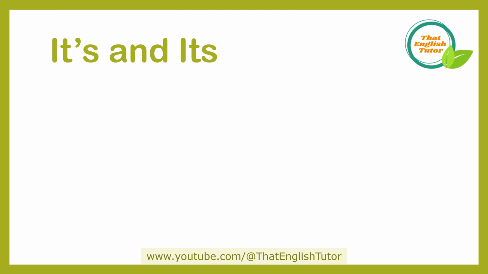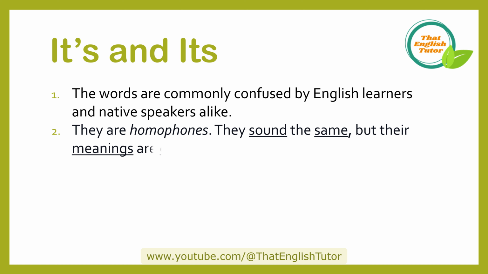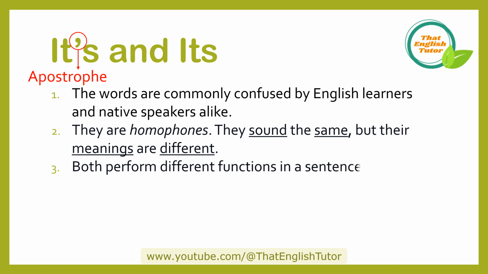Let's begin with a quick introduction. Its and it's are among some of the most commonly confused words, with both English learners and native speakers getting the two mixed up. They are homophones, that means they sound the same but their meanings are different. The only visible difference between them is an apostrophe, but they perform completely different functions in a sentence.